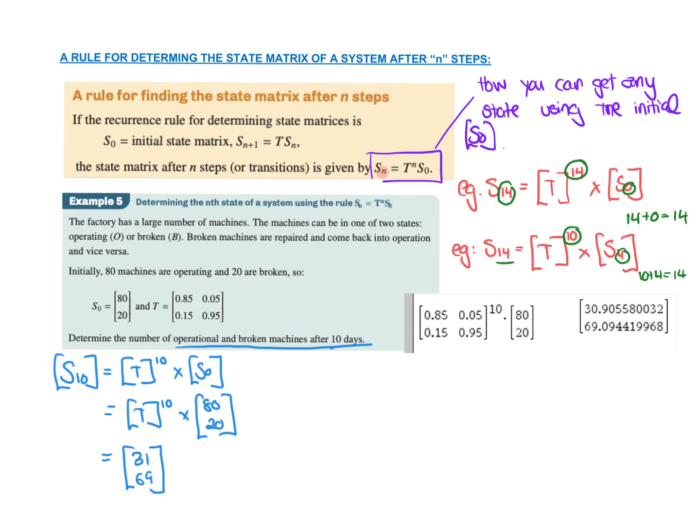Now this was operating and broken, so just make sure, because it said how many, they didn't want it in a matrix, but you should show your working out, and then write 31 operating and 69 are broken.